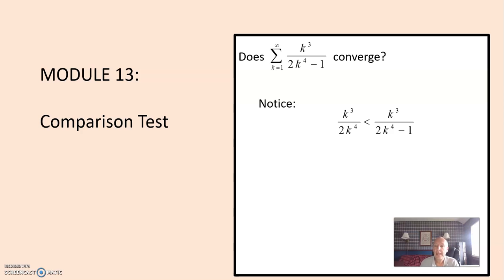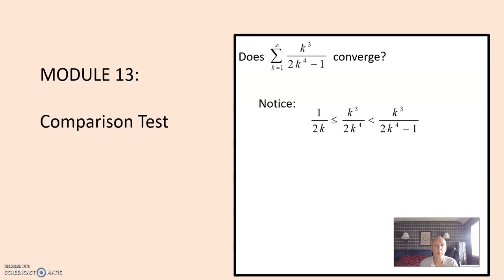So thinking about this and maybe working backwards, notice that if we take this new quotient k to the third power over the quantity 2k to the fourth power, it is less than our given quotient k to the third power over the quantity 2k to the fourth power minus 1. That is, if you take away the minus 1 in the denominator, it will make it larger. And if you make the denominator larger without altering the numerator, you are going to have a smaller quotient, a smaller number.